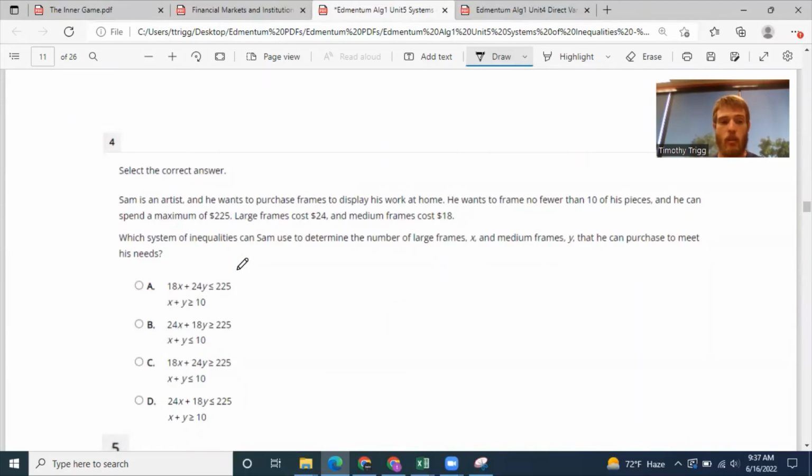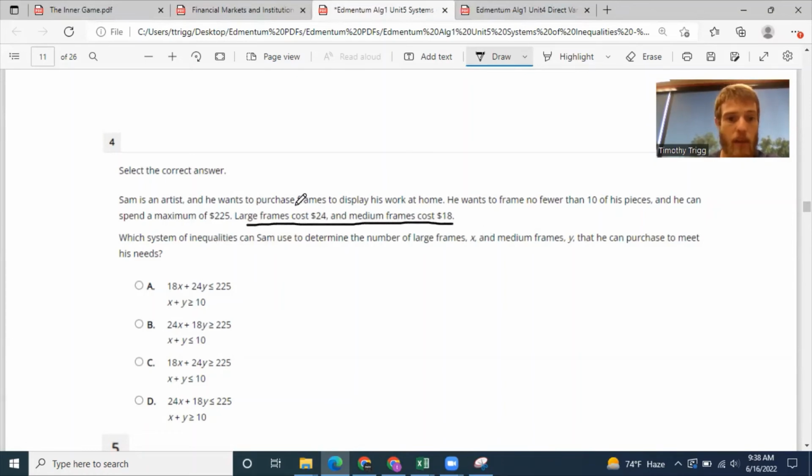This one's very similar to the last one. Salmon is an artist and he wants to purchase frames to display his work at home. He wants to frame no fewer than 10 of his pieces, and he can spend a maximum of 225. Large frames cost 24 and medium frames cost 18. So this is a key piece of information here.